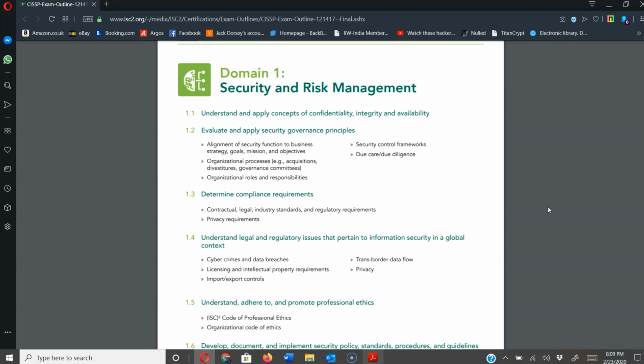You're going to talk about ISO 27001. You're going to talk about COBIT, PCI DSS, the NIST 800 series, and so on and so forth.